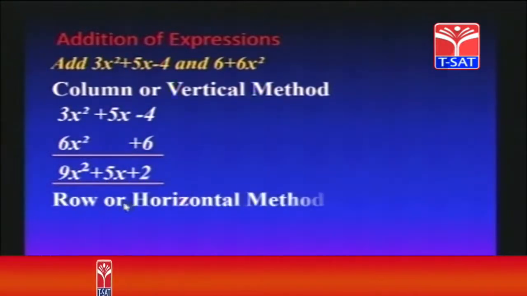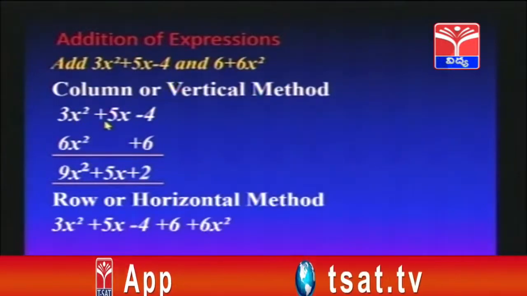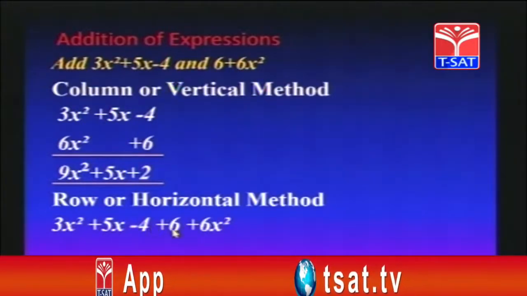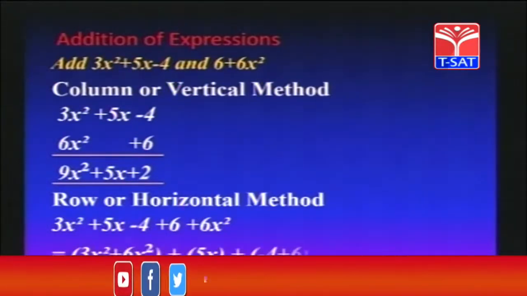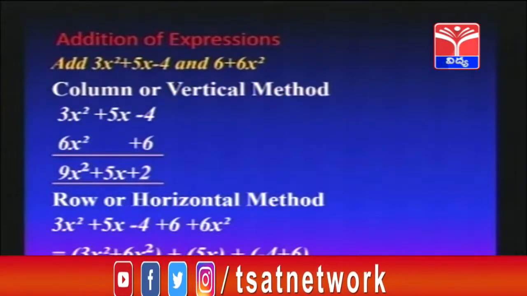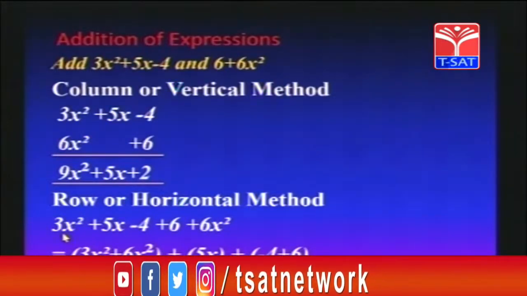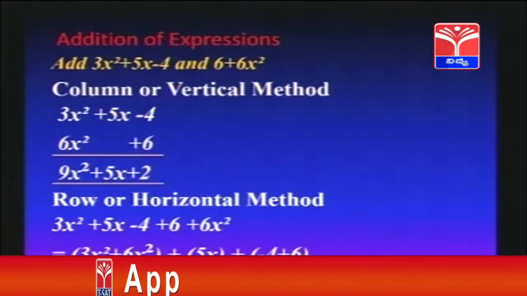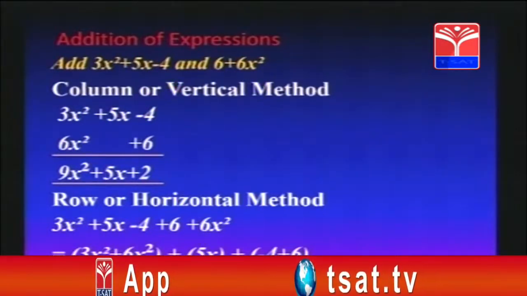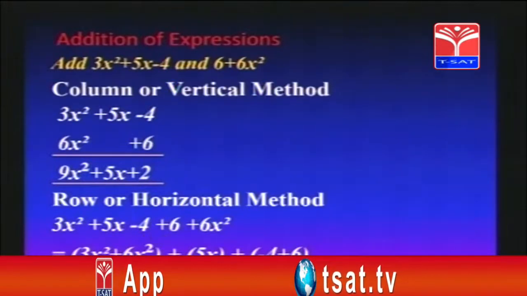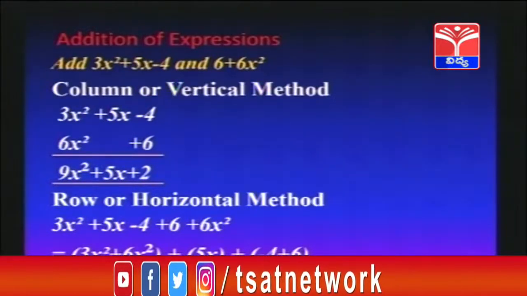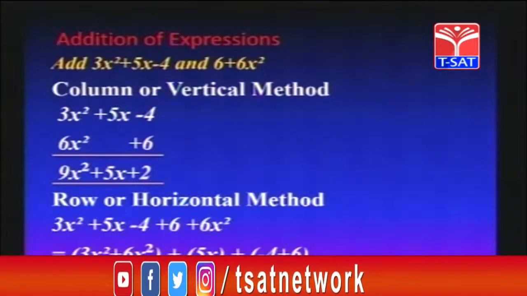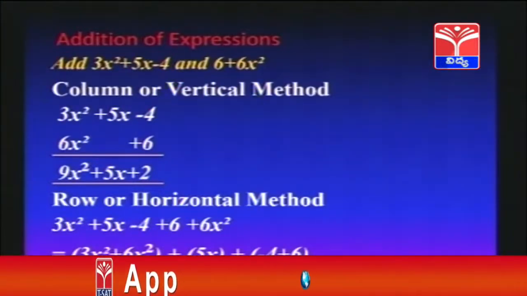Now the row or horizontal method: 3x square plus 5x minus 4 with a plus sign in between, plus 6 plus 6x square. Now we will regroup the like terms together, that is 3x square plus 6x square as one group, 5x as a single term, and minus 4 plus 6 as one more group. Now if you add here, 3 plus 6 coefficients are 9, that is 9x square plus 5x as it is, minus 4 plus 6 gives you plus 2.